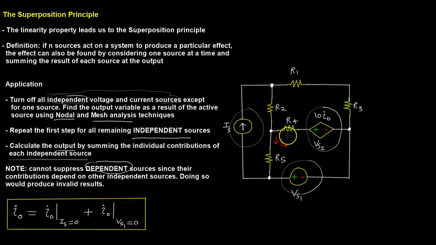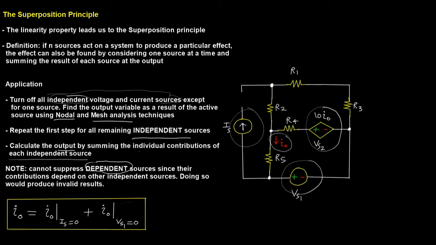So with the output variable being the current in this particular branch, the way I like to express the superposition principle is that the output current is the output current when the current source is off plus the output current when the voltage source is off. And let's talk about how do we actually turn these off. So if you need to find IO, I first turn off the current source, and the way we do that for current sources is we open them. So we essentially simply break the connection so that no current can flow, such that it's zero. So that's the first case.